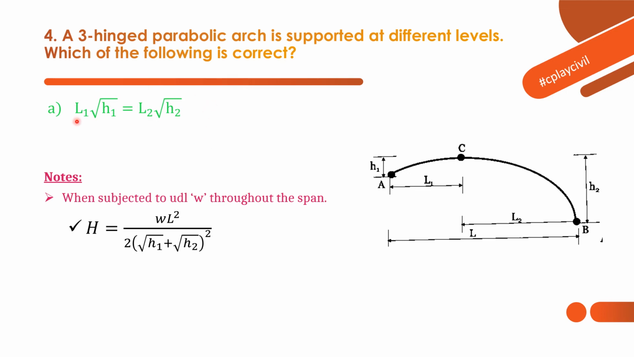This is the case to find the level difference between crown and support. This is h2 and h1, and L1 is the distance from the left support and L2 is the distance from the right support. When this type of arch is subjected to UDL throughout the span, what is the horizontal reaction? H is given by WL square by 2 into the square of root h1 plus root h2. This is the equation we can follow for a parabolic three-hinged arch subjected to UDL throughout the span. Now let's move on to the next question.